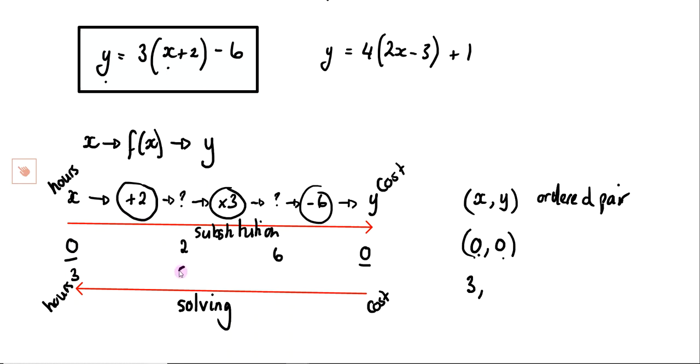Oh, I went to the end. 5 times 3 is 15. 15 take 6 is 9, okay. So 3 and 9, that's another pair of numbers. All right? Could I get another point? Yes. And what does it mean? How much it would take for a different amount of hours.